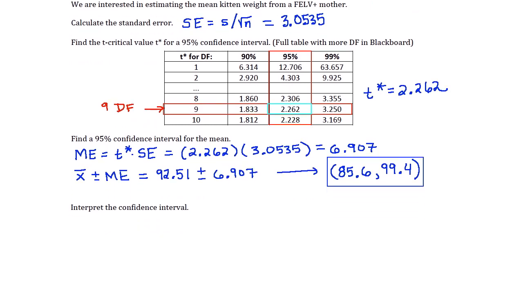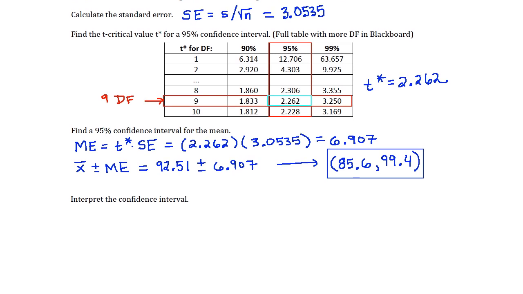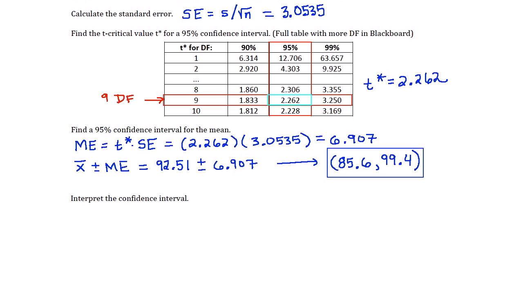So what we want to do now to interpret our confidence interval is to make sure it's clear we're talking about a mean, and to know that this mean is measured in grams because the kittens' weights were measured in grams, and we want to indicate that the mean kitten weight is between these two values, at least for our population, which is all kittens born to a FeLV positive mother.